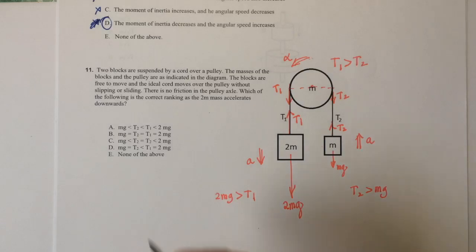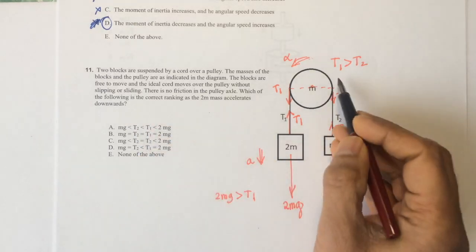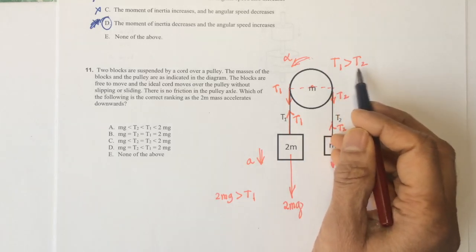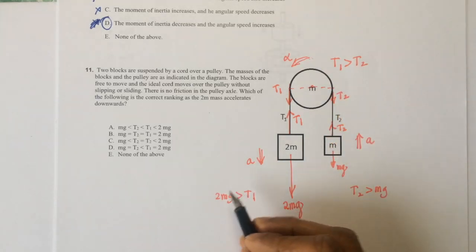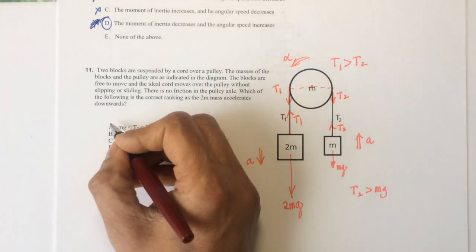So these inequalities are written in a way that's opposite of what I wrote. So mg is less than T2, that would be this one. So that's correct. It's less than T2 is less than T1. Well, that's true because T1 greater than T2 means T2 is less than T1. And T1 is less than 2mg is the same as that. So A is the right answer.